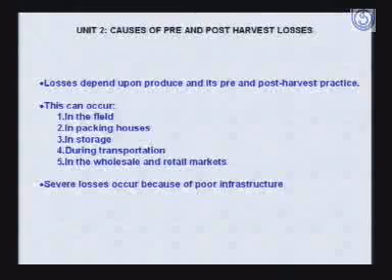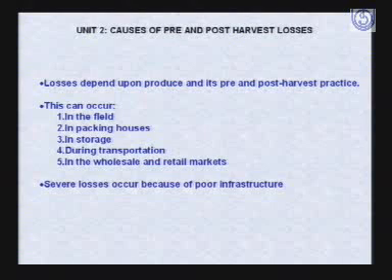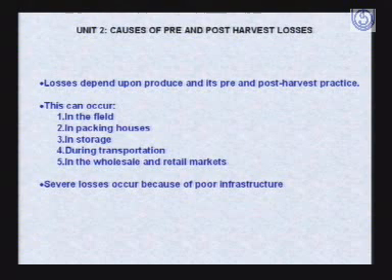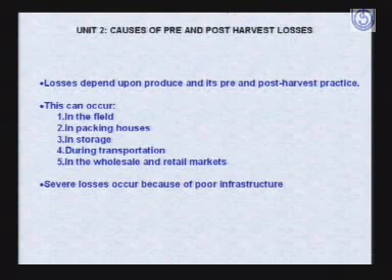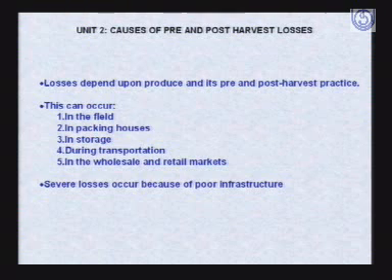Now we go to the next unit. The first unit we covered was the importance. The second unit is causes of pre- and post-harvest losses. Now what are the causes? The losses vary, for example, potato is not as perishable as grape. So this is what I am telling.